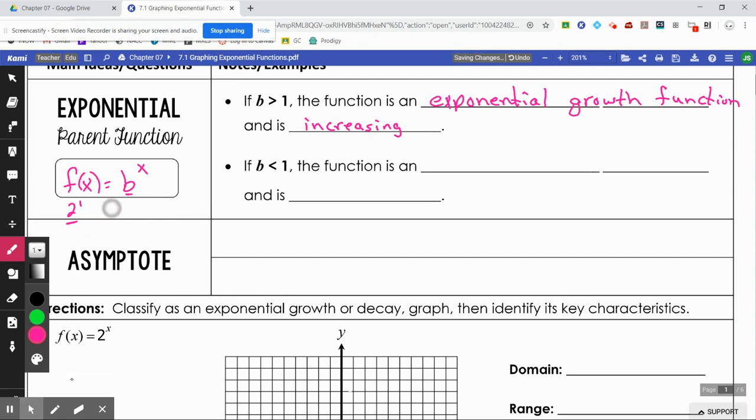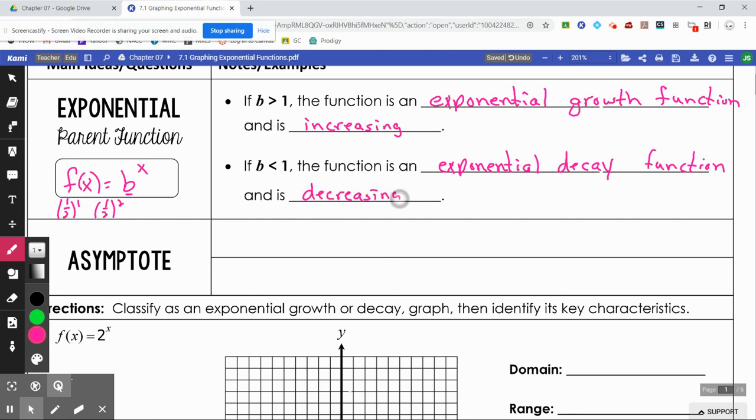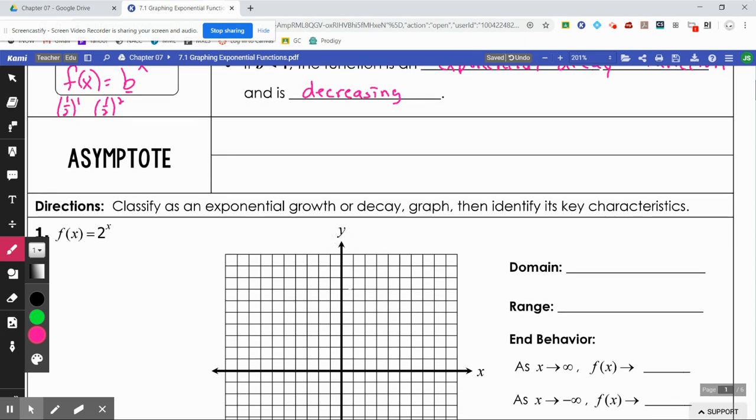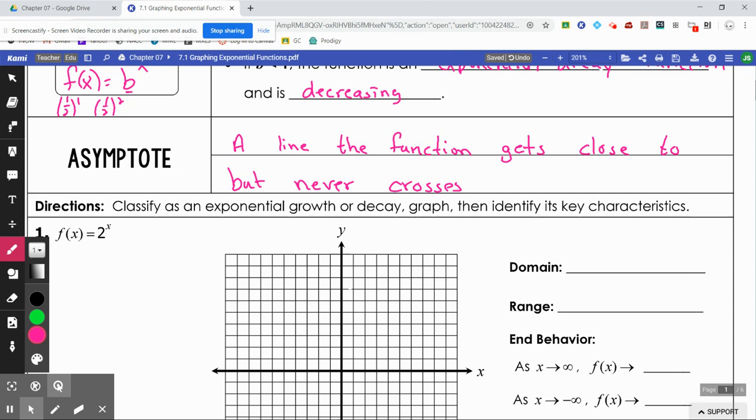If your number b is a fraction or a number less than 1, like 1/2, then you do 1/2 to the first power, 1/2 to the second power, and you see what happens: 1/2, 1/4, 1/8, 1/16, 1 over 32. This is called exponential decay, and it would always be decreasing. A reminder, we've talked about asymptote lines in the past. An asymptote line is a line that your function gets close to but never crosses. We'll see that in each of these exponential growths and decays, we will have an asymptote line.